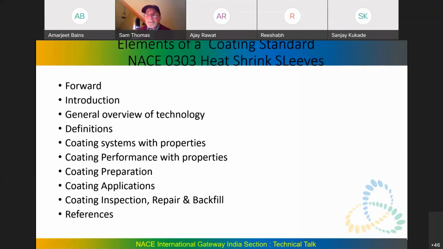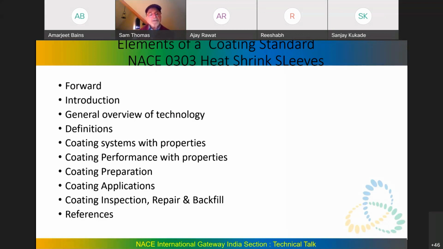What is a typical format for a standard? I took the heat shrink sleeve as an example, and I've only given you the major categories within. But essentially, you would have a foreword and an introduction where it talks about the technology, how it's being used, a little bit of the history of the technology. You do an overview of the technology. Definitions is one that we really get hung up on. NACE has got a good glossary of definitions, and we use those. Sometimes we want to deviate a little bit from that, and so there becomes part of the balloting process opportunities or challenges.